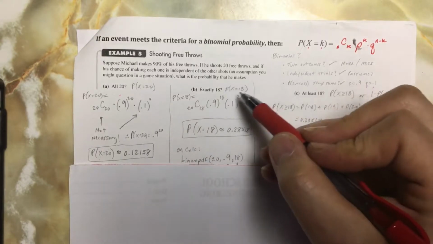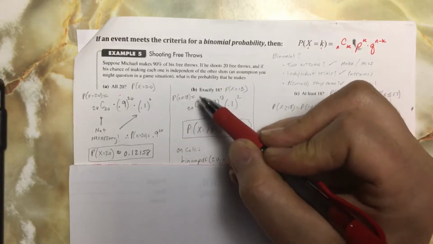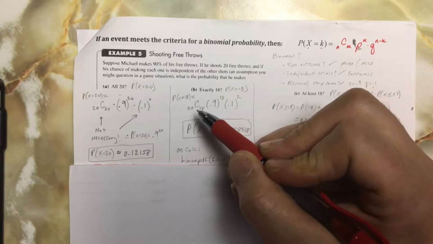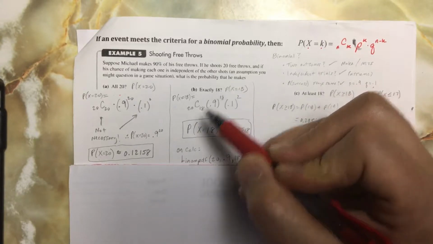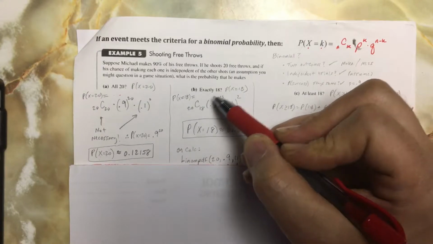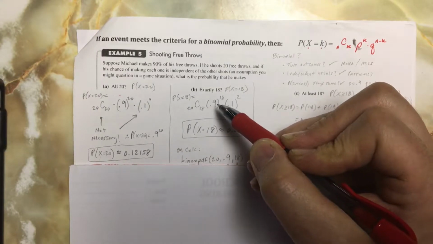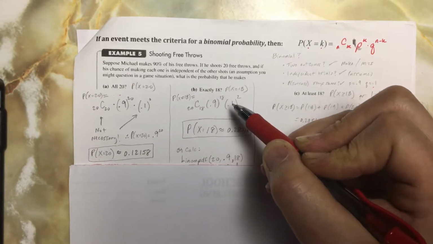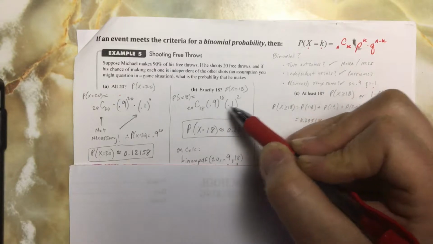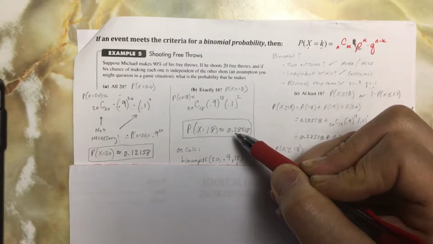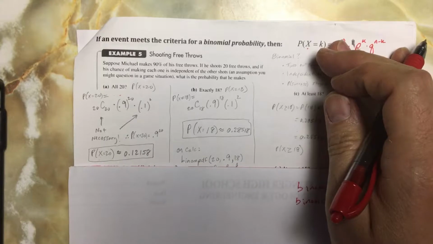And then we did exactly 18. So now we need to do the 20 choose 18. How many different ways can he make 18 free throws out of 20? And then what's the probability of him making 18 free throws and missing 2? That's basically what that's calculating right there. And that ended up being about 28.5%.